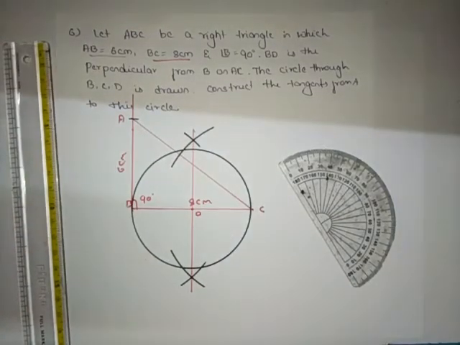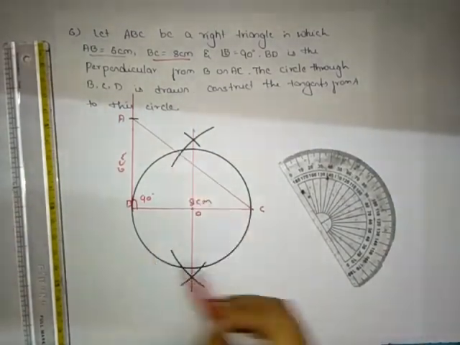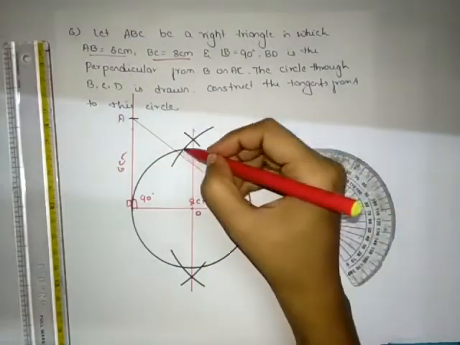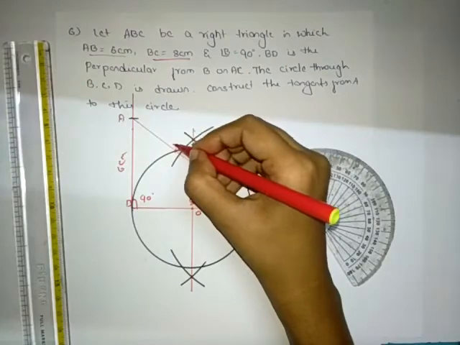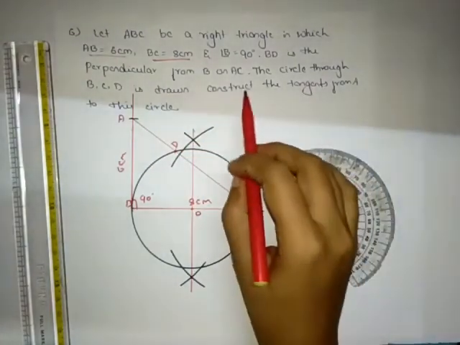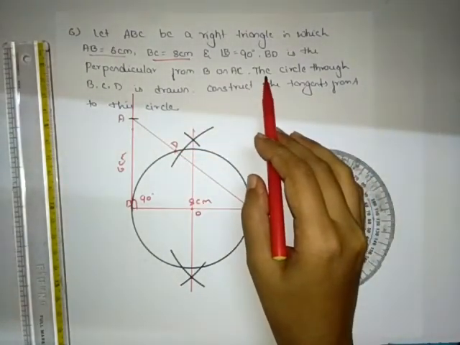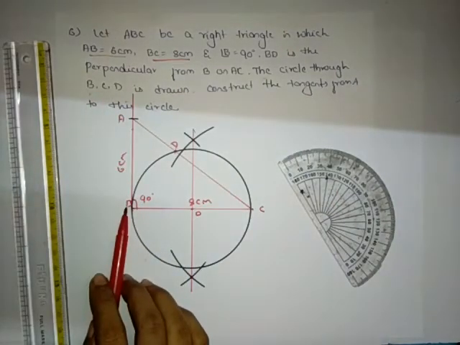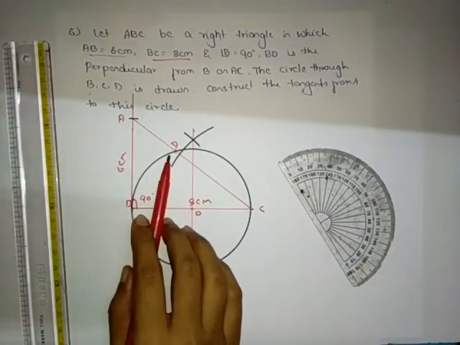Now we can see that the circle is touching the line segment AC, isn't it? Here it is touching. Now we can call that point D. And here they have asked us to draw the circle which passes through the points B, C, D. You can see here it is passing through B, C, D, isn't it?